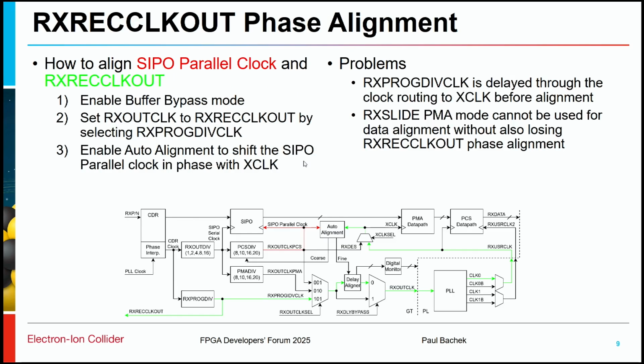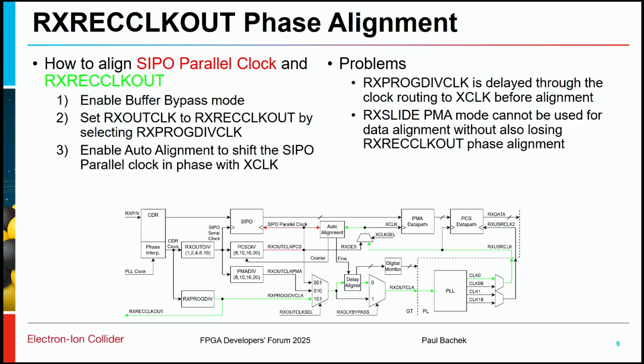So how do we align the RX recovered clock? The first step is to enable buffer bypass mode, as was done in the previous method, but this time with the recovered clock sourcing the RX out clock, and that whole path is shown in green. I hope the color comes out. And the auto alignment feature, which uses the delay aligner, is used to make sure that the deserializer clock is in phase with the recovered clock in green, and you can see the auto alignment gets the red deserializer clock and what they call X clock in the green path on the right, make sure that they're aligned.